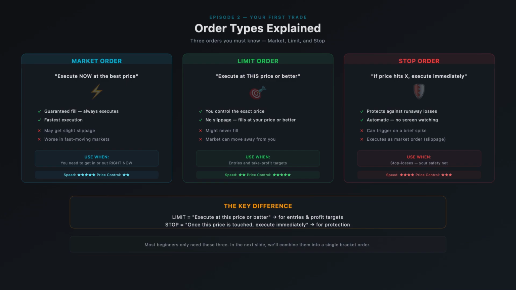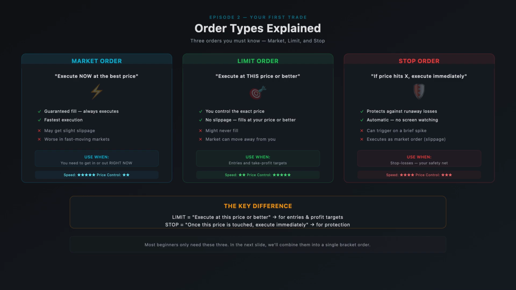Before you place a trade, you need to understand the 3 basic order types. This is critical. A market order executes immediately at the best available price. You click sell, it sells right now. The upside is speed, you're guaranteed to get filled. The downside is you might get a slightly worse price than you expected, especially in fast-moving markets. Use market orders when you need to get in or out right now.